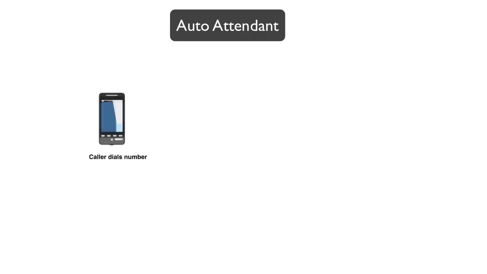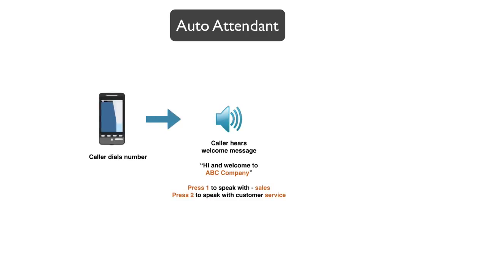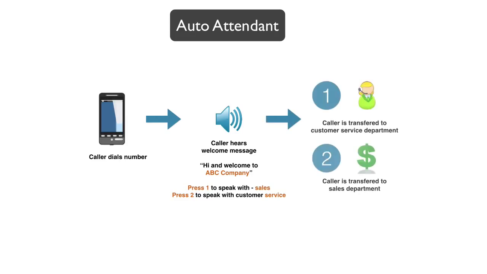So for example, when someone calls your toll-free or local number, they may hear something like, "Thank you for calling ABC Electric Services. For customer service, please press 1. For sales, press 2. For accounting, press 3, and so forth."